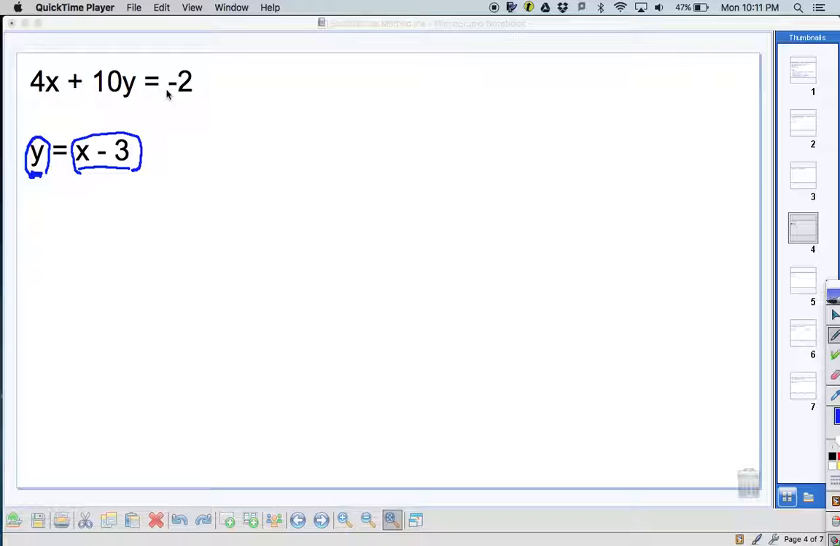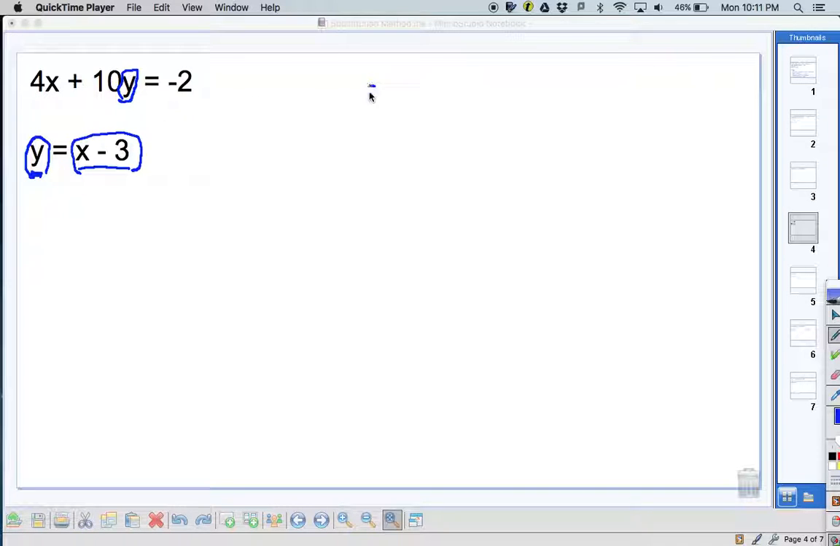4x plus 10y equals negative 2. I don't know what x is, I don't know what y is, but I can tell you that y is the same thing as x minus 3, so we're going to substitute. Wherever this y is, we're going to replace it with x minus 3. So I'm going to do it over here. I'm starting reading left to right.